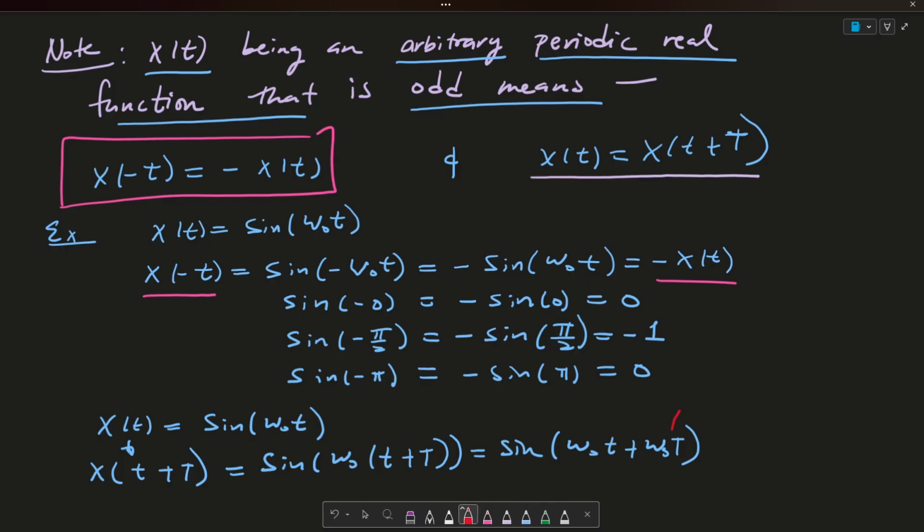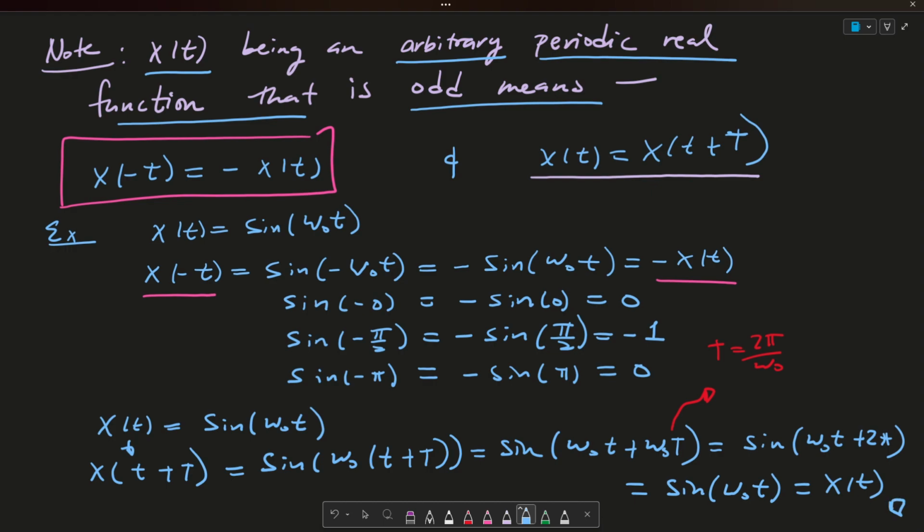We should note that this capital T is equal to 2 pi over omega naught. So again, this is just equated to sine of omega naught t plus 2 pi, which again, if you add 2 pi to sine, you just get sine of omega naught t, which is equated to x of t. So this completes our proof of the two conditions that an arbitrary periodic real function that is odd has to satisfy. And I hope this makes sense.